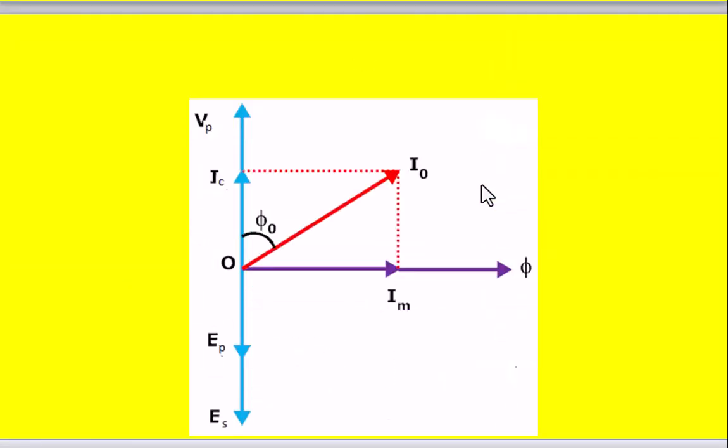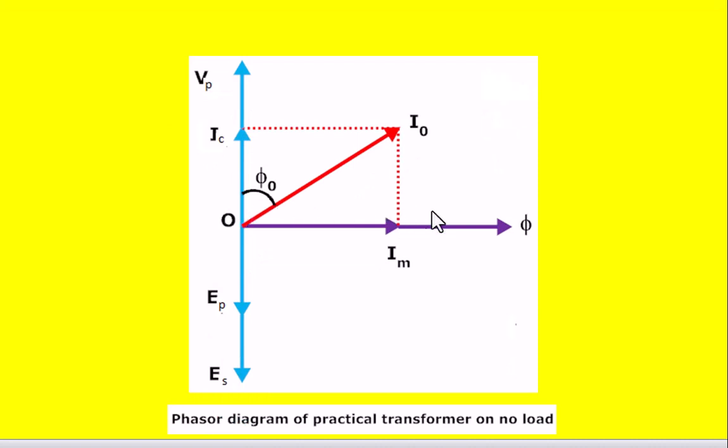Then if you draw the vector diagram for this, the applied voltage, which we call Vp or V1, produces a flux called phi m, which lags Vp by 90 degrees like this. This happens due to the no load current I naught. And this no load current has two components. One is called the magnetising component Im, which is in phase with the flux, whereas the other is called the core loss component or active current component IC, which is in phase with Vp.